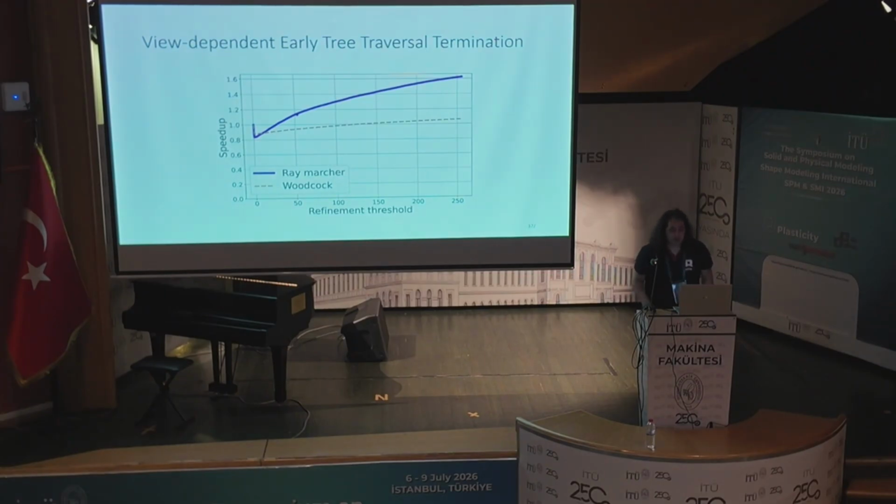So here's the plot of it, and we start with early termination off. Then when we enable it, we need to do some area calculation that slows down the performance, and as we increase the threshold, we get some performance back. This is not possible with the unstructured mesh renderer because we don't have refinement levels or hierarchy.